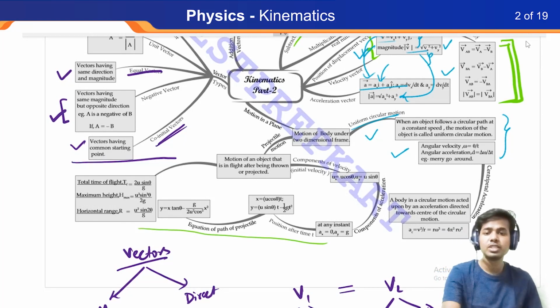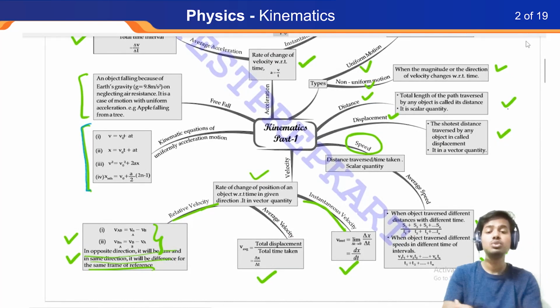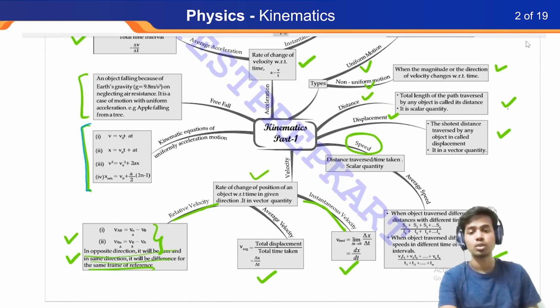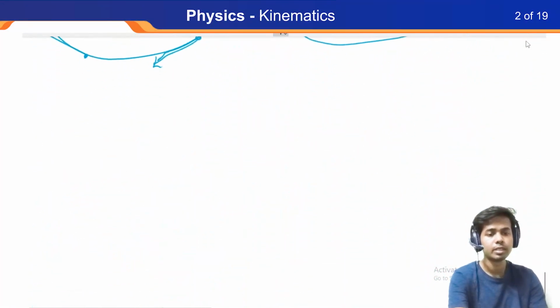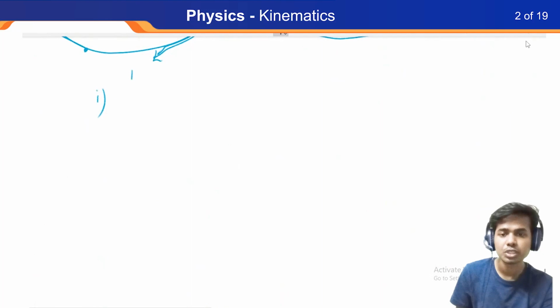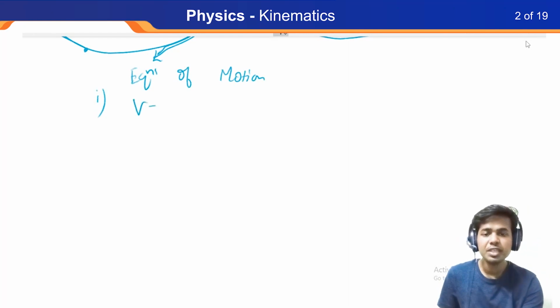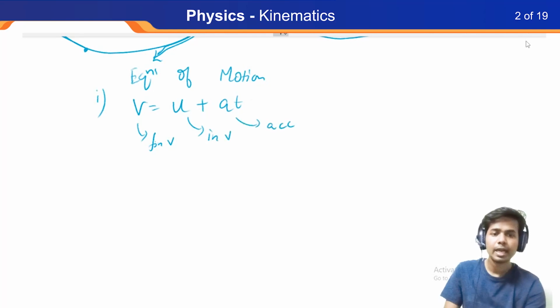The only part which is left here is a few equations of motion which will be used very extensively. I hope you do a lot of practice on these, because these are the most common numericals from this chapter. The first equation of motion is v is equal to u plus at. What is v here? Final velocity. u is initial velocity, a is acceleration, and t is time.